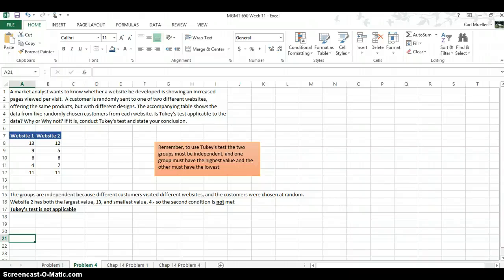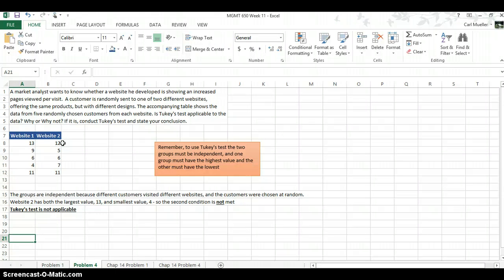This is week 11, problem number 4. It's very similar in the question to problem number 1. A market analyst wants to know whether a website he or she developed is showing an increased pages viewed per visit. A customer is randomly sent to one of two different websites offering the same products, but with different designs, and an accompanying table. This table right here shows you website number 1 being the new and website number 2 being the old. And the slight difference in this question is: is the Tukey-Kramer test applicable to this data?